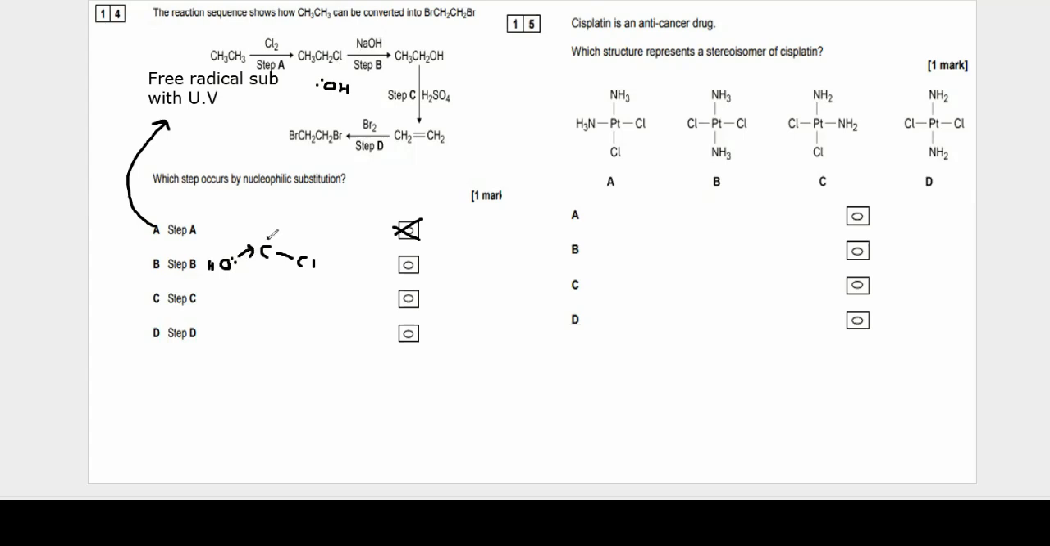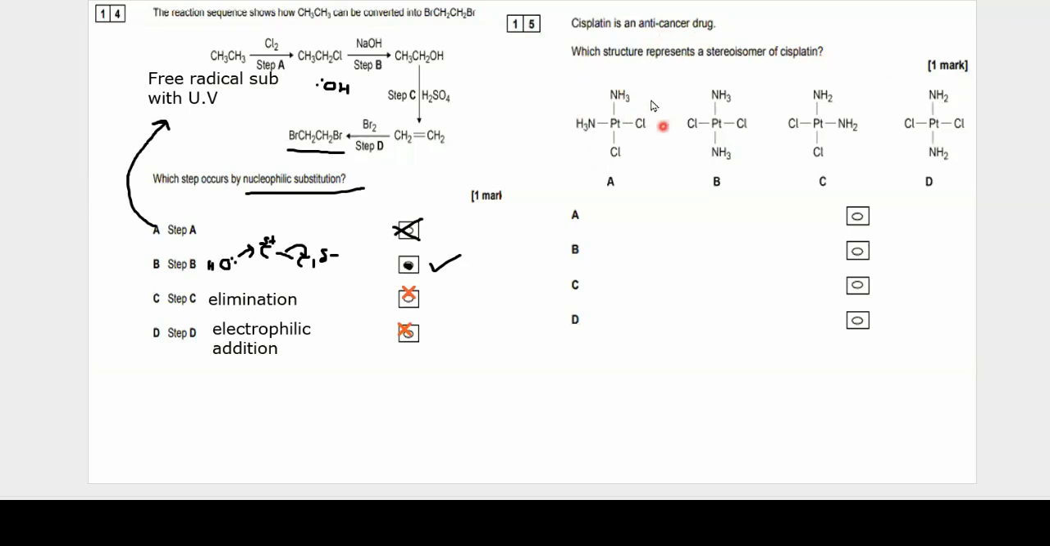It's going to attack the slightly positive carbon on that polar bond of the carbon-Cl bond, and so you can tell that is nucleophilic, but it's going to swap the place because the chlorine's going to leave. So it's going to be nucleophilic substitution. So our answer is going to be B, but if you look at C, it's being eliminated down to ethene, and then the ethene in step D is having the bromine added across the double bond, so it's electrophilic addition.